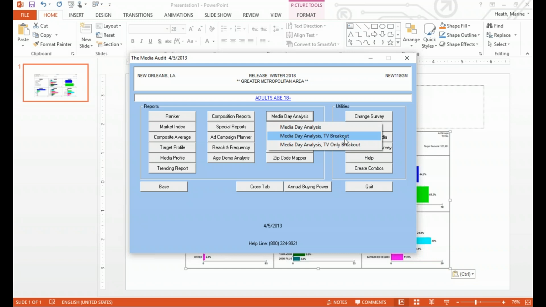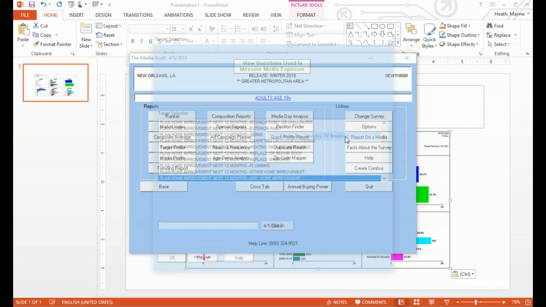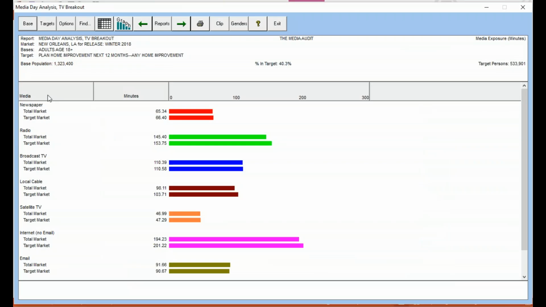So you really want to start with this one most likely, okay? And when you come here, you're going to see everything, the radio, the newspaper, daily minutes, and you have various views to go and present to your client.